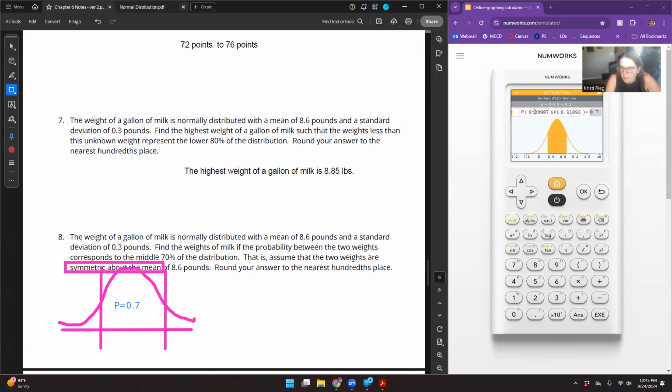Yeah, we have our two weights right here. So let me type. Find the weight, assume that's the truth. Okay, so the lowest weight, to the nearest hundredth, is 8.29 pounds, and the highest weight is 8.91 pounds, to be in the middle 70%.